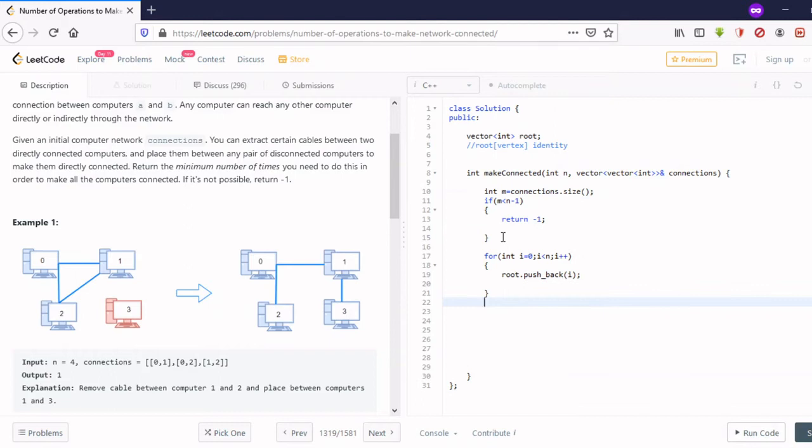So basically right now we have initialized our root vector where each and every vertex is its own single component. So after this, what we are going to do is connect each of these vertices by seeing the edges given in the connections vector. So let's traverse the connections vector.